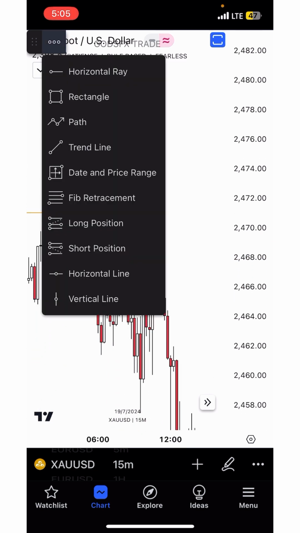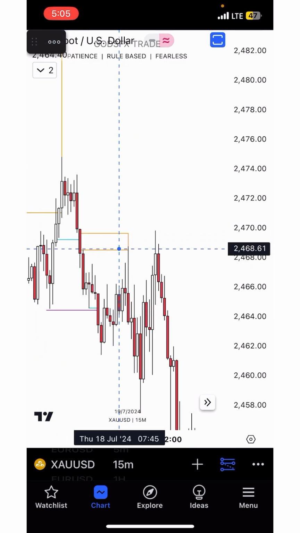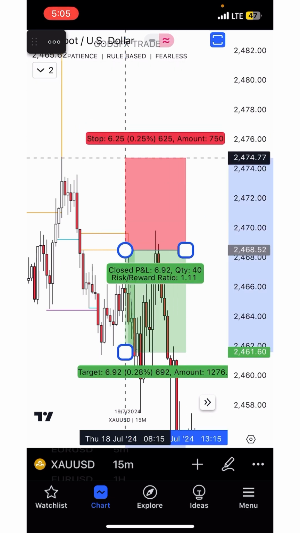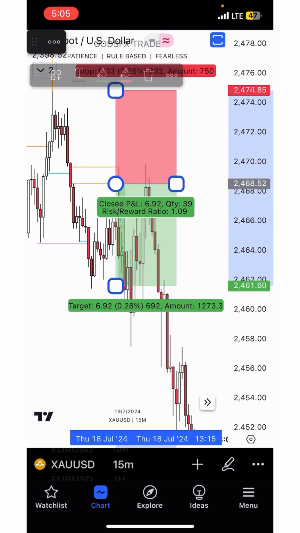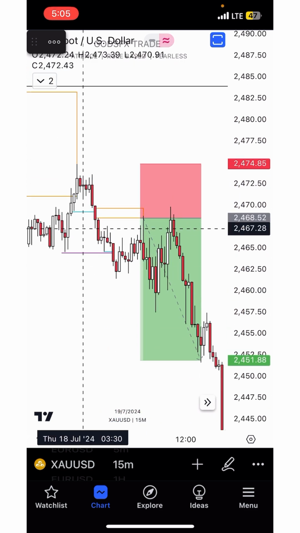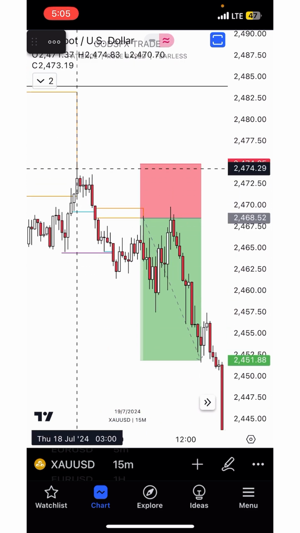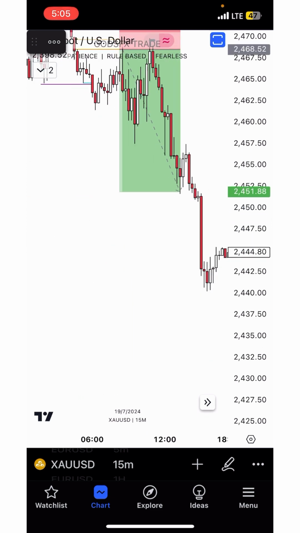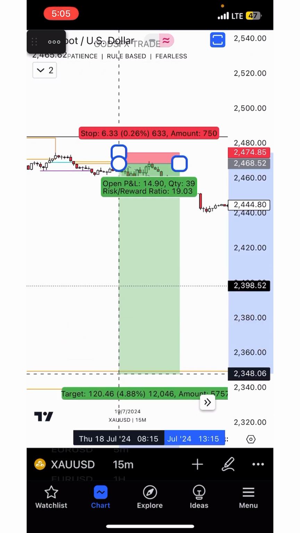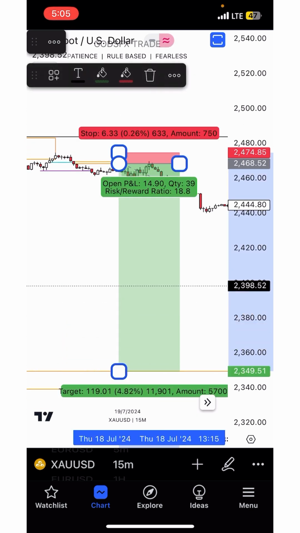And my stop loss, I placed my trade here. My stop loss was above this high. Why did I choose that high? Because that high was the high of this 15 minutes. And my target was this weekly imbalance.